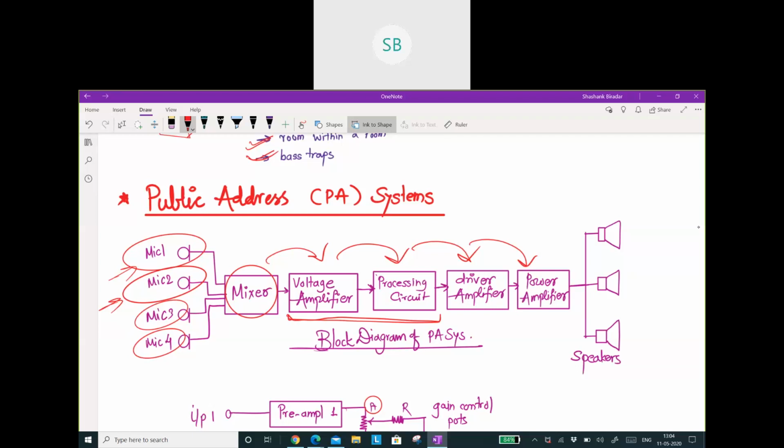Finally, we have the driver amplifier stage and the power amplifier stage. The driver amplifier drives the power amplifier to produce more output power.